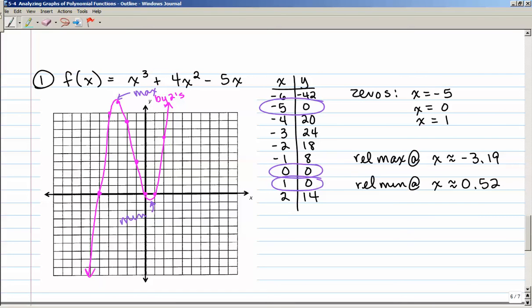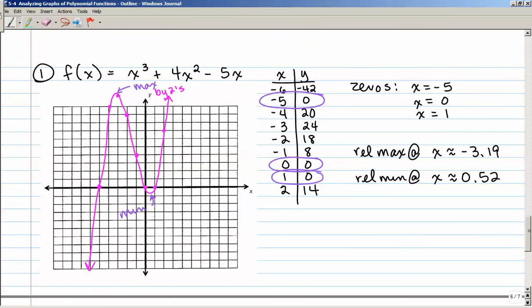Graph it on your calculator, make the table, draw the graph, find the zeros. In this case, the zeros were really pretty easy because we actually saw the zeros, and then find the relative max and min, and if you have to do any approximations, round to the nearest hundredth, 2 decimal places.